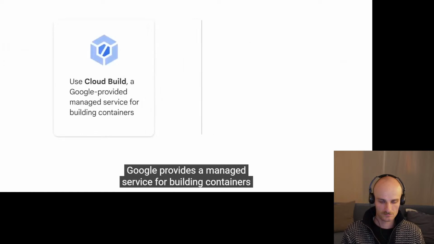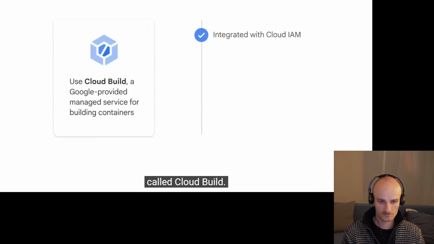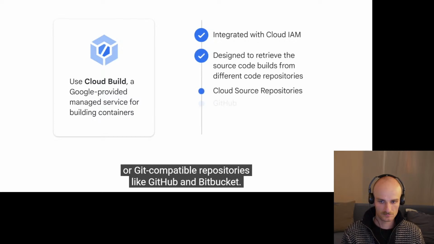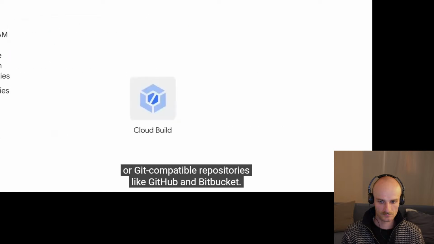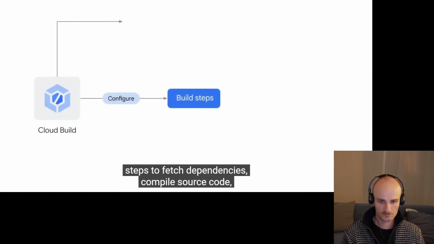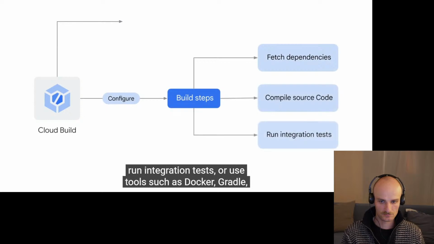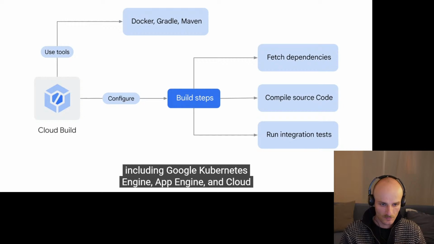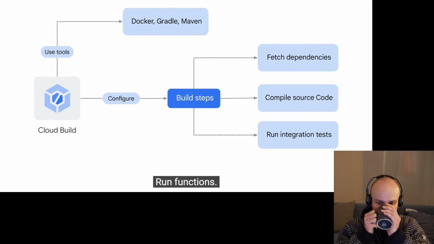Google provides a managed service for building containers called Cloud Build. Cloud Build is integrated with Cloud IAM and was designed to retrieve the source code builds from different code repositories, including Cloud Source Repositories or Git-compatible repositories like GitHub and Bitbucket. To generate a build with Cloud Build, you must define a series of steps. For example, you can configure build steps to fetch dependencies, compile source code, run integration tests, or use tools such as Docker, Gradle, and Maven. Each build step in Cloud Build runs in a Docker container. From there, Cloud Build can deliver the newly built images to various execution environments, including Google Kubernetes Engine, App Engine, and Cloud Run functions.